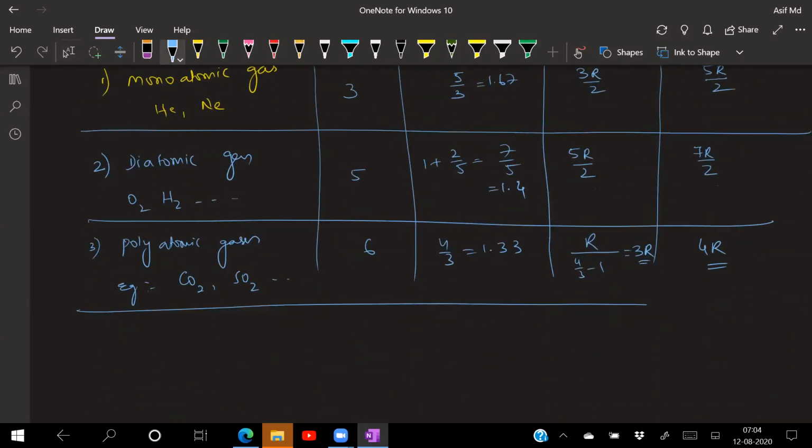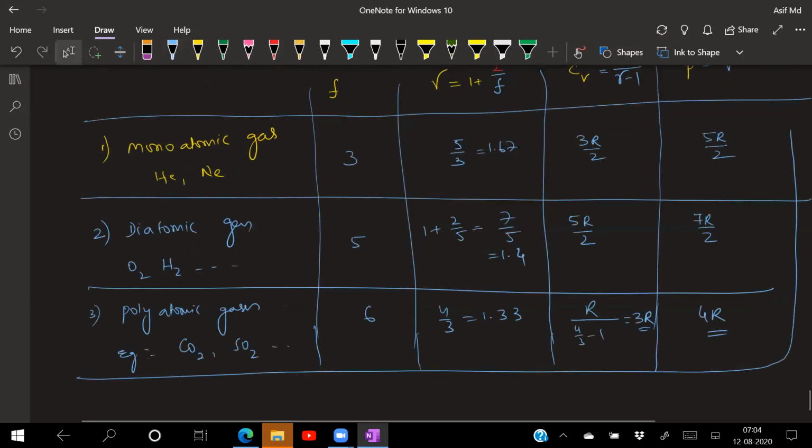So this table, you try to remember it. It is very important for your examinations. You need to remember them, at least the standard values, for your exams.